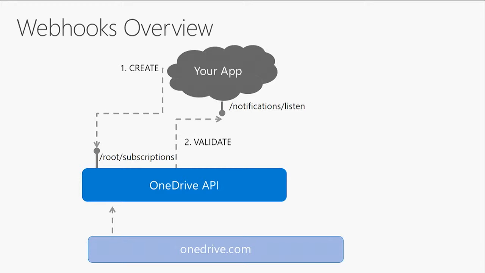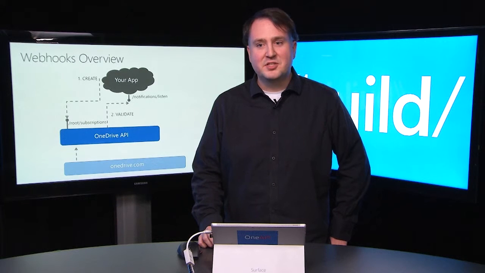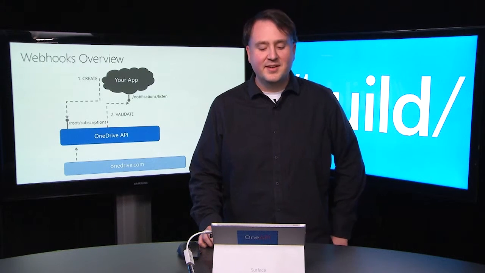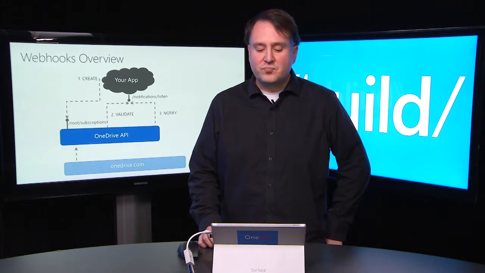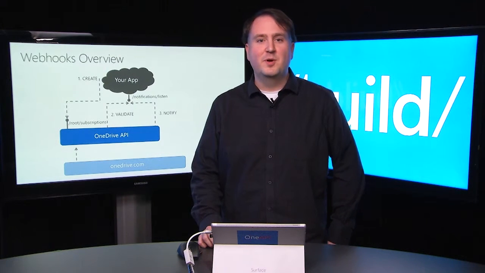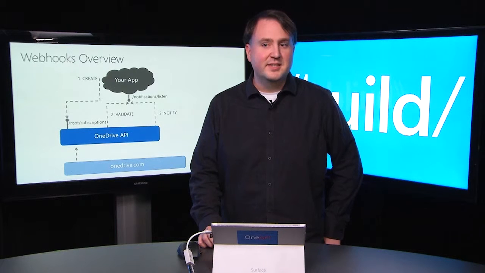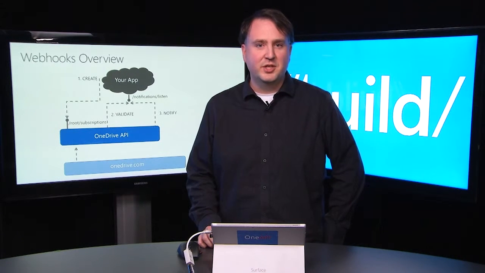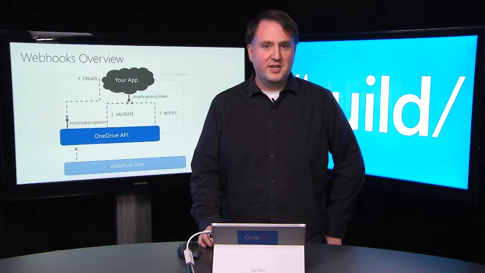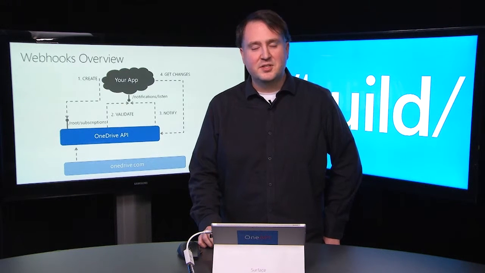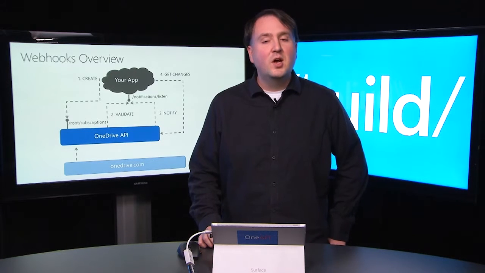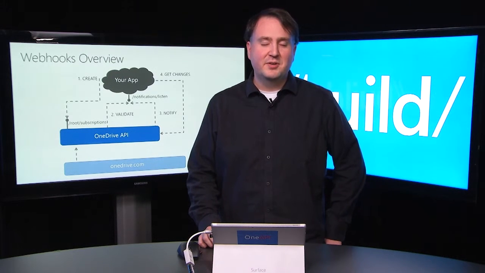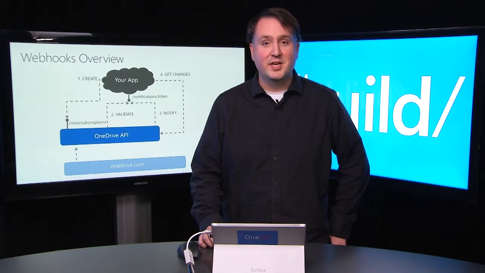Then as changes are made through the OneDrive website, through OneDrive apps, or through other applications interacting with OneDrive content, then a notification is sent to your webhook URL. And that notification includes information about which drive contains the change that has triggered the notification. From there, you can use the OneDrive API either to enumerate the changes in a particular drive using view.delta, or you can do a get on the directory that contains the content that you care about to find out what has changed.